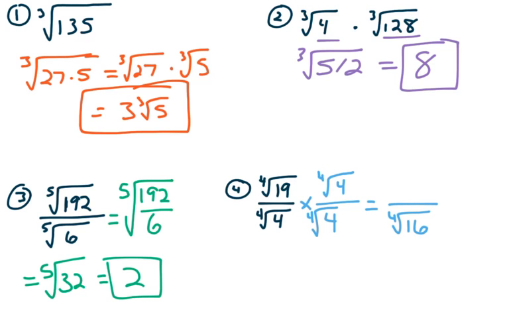Pardon the bell in the background there. We haven't changed the value of this fraction. We're multiplying it by 1. We're just changing its appearance. Now, if we're going to multiply these two numbers, we should probably multiply these two numbers as well.